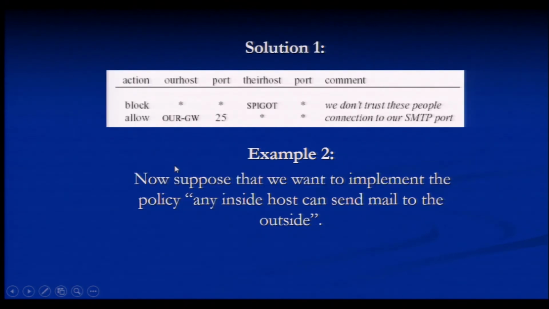You can make it a little more sophisticated, you can give a choice, you can block or allow. If it is going to SpyGot, just block. Whatever it is, if the other host is SpyGot, do not allow. We do not trust these people, or we simply do not want to pass on anything from our host. Star is anything from our side. This is specified. Our GW server to port 25, then it goes. Connection to our SMTP port is available.